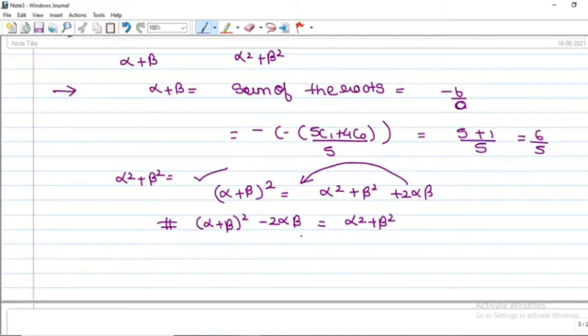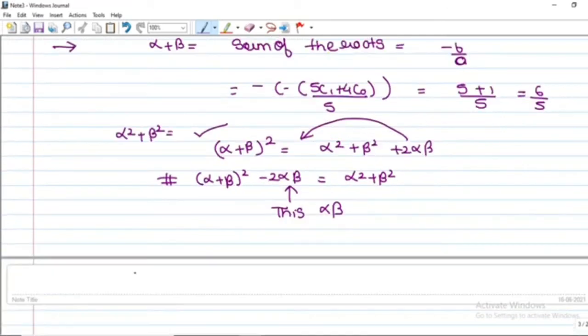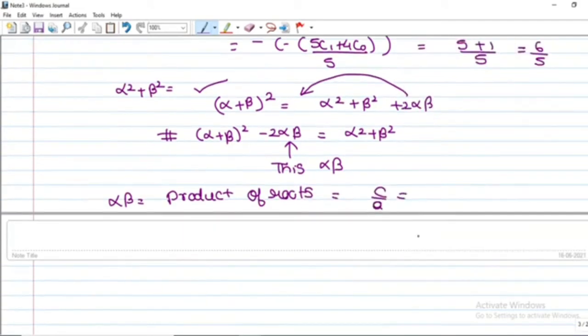Now we can get alpha square plus beta square, but we need the alpha into beta value. How will we get that? We will get this from the equation using the product of roots formula. So alpha into beta is nothing but the product of roots, which is given by c by a. What is c?